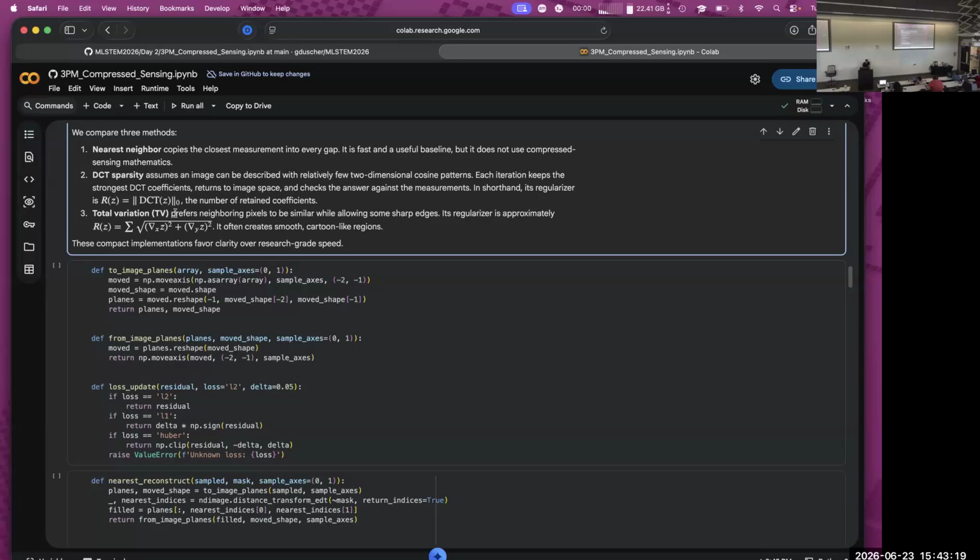The final one is total variation. It's sort of a mix. It prefers smooth areas, so it tries to minimize the gradient, or the change in pixels, although it allows for some sharp edges in there.